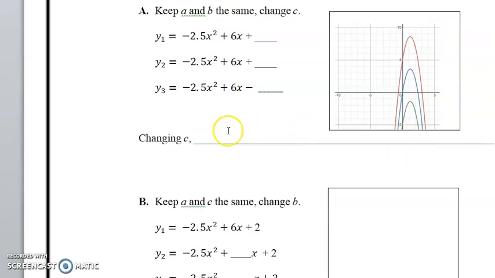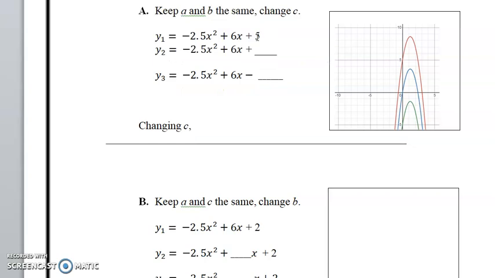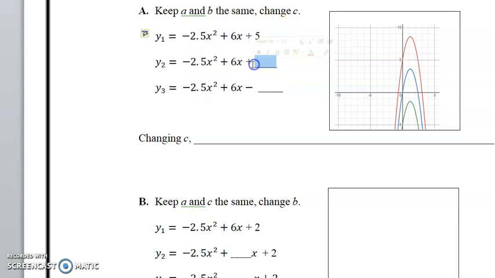All right. So what does the change on C affect? Remember, the first graph there we'll have 5. The second one we put in plus 0, and the next one we put in subtract 5, just to see what it looked like. Okay.